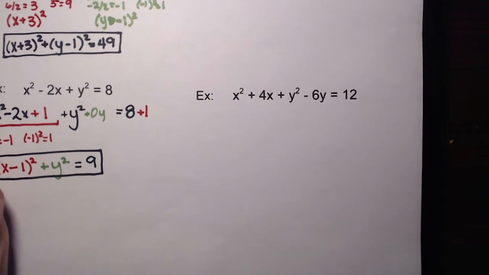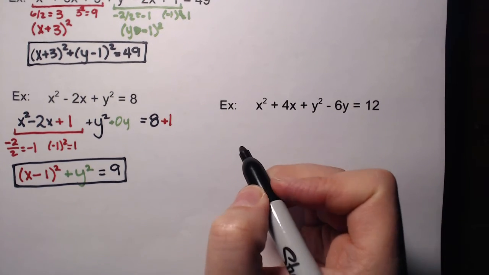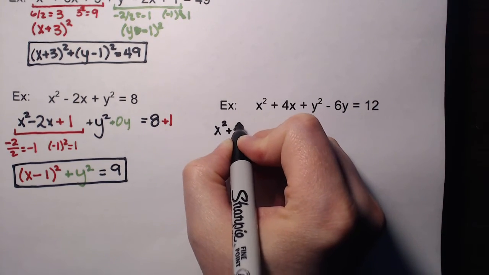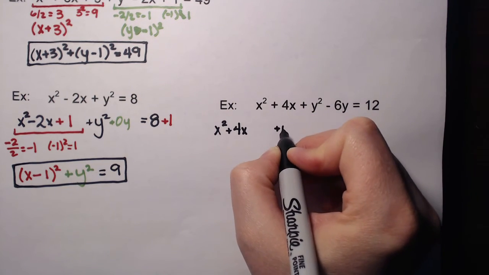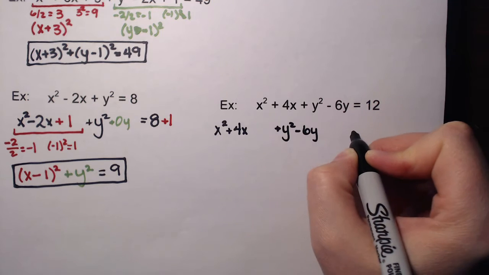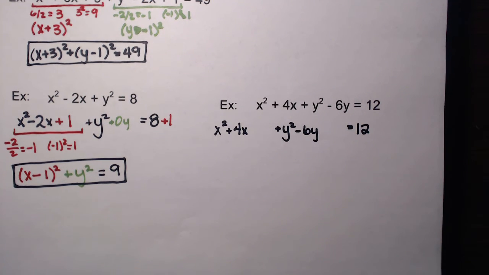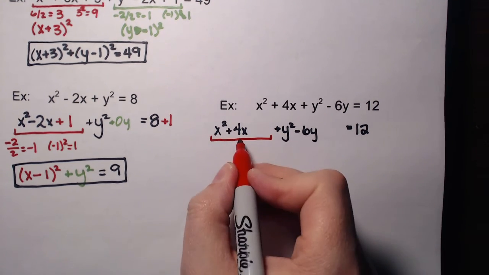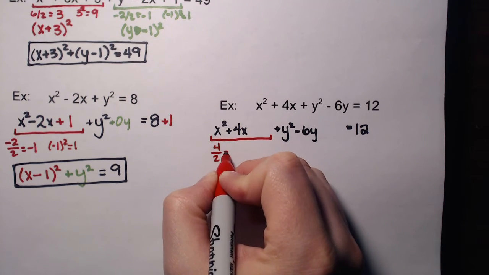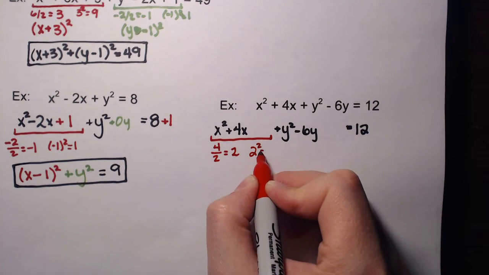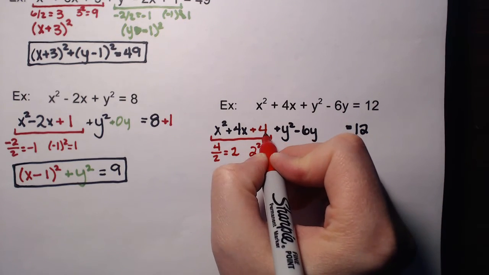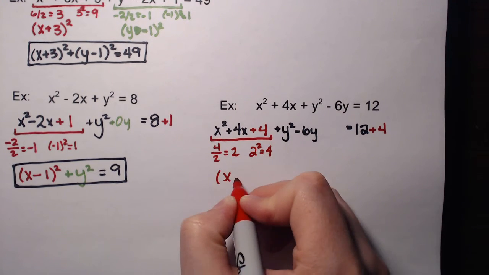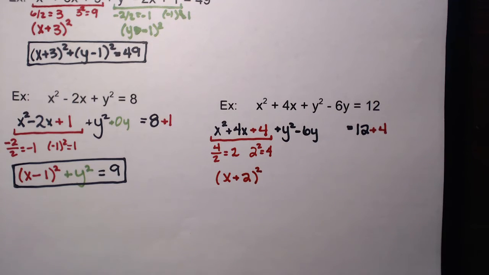And then our last one, I might do one more example depending on the time. So I'm going to rewrite this. I have x squared plus 4x, space, plus y squared minus 6y, space, equals 12. Looking at the x's, half of 4 is 2. 2 squared is 4. So I add 4 to both sides. This allows this to be rewritten as x plus 2 squared.